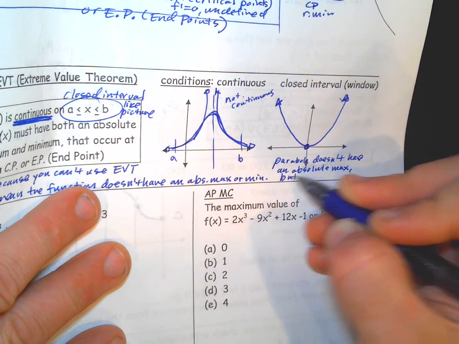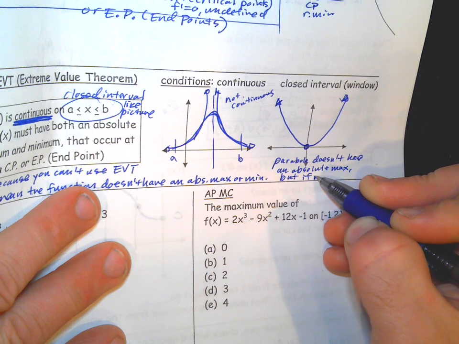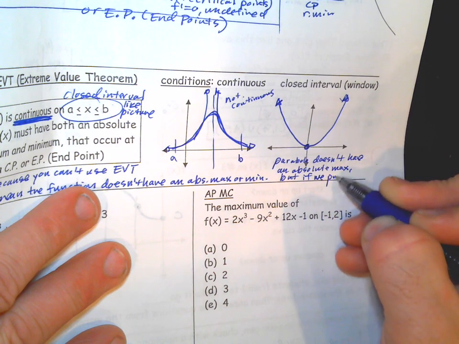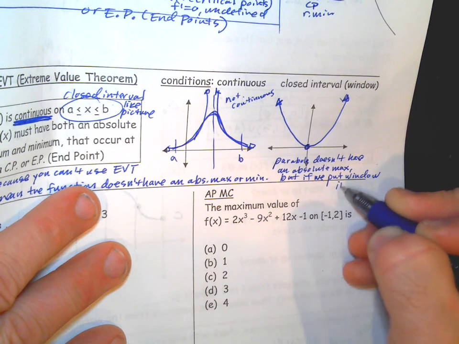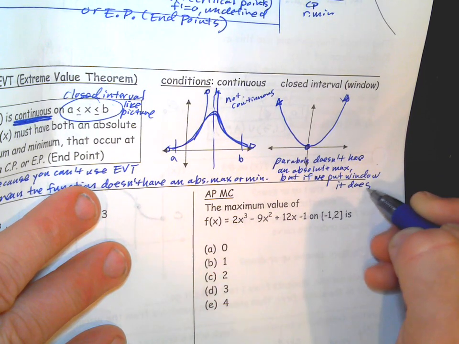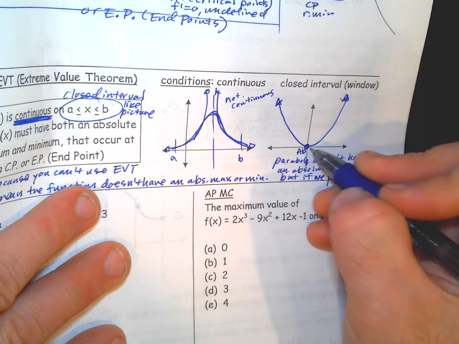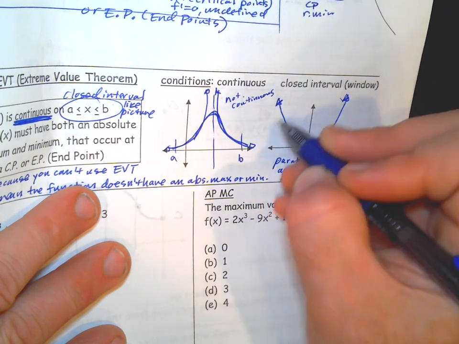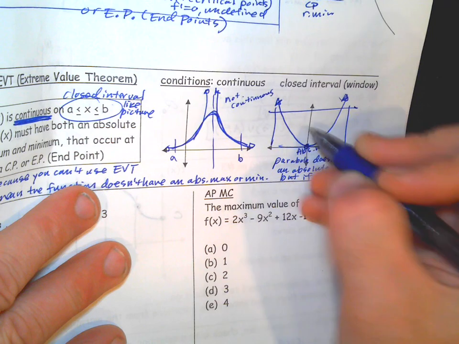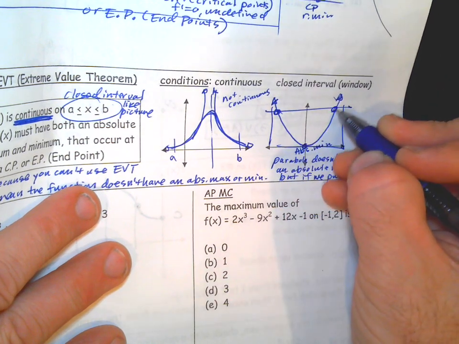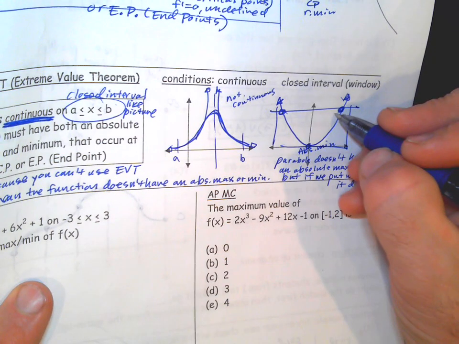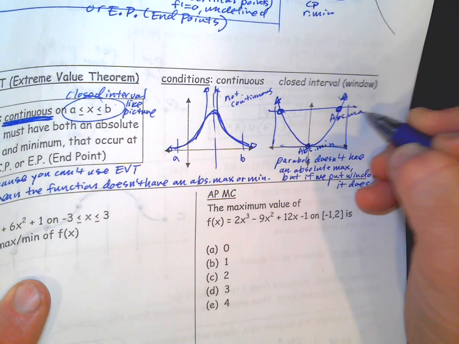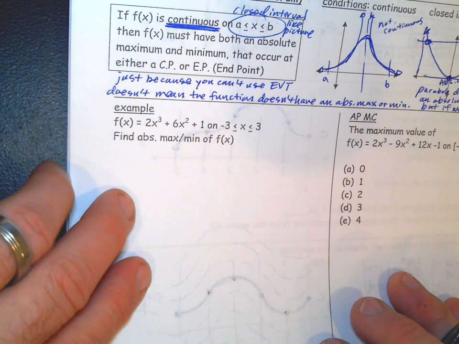But if we put a window around it, give it endpoints, it does. So here's the absolute min, right? But no absolute max. But as soon as we put a window on it, then our endpoints end up being the absolute maxes, right? And then we get an absolute max. So you gotta watch out. You can't use EVT all the time. So here's a couple examples.